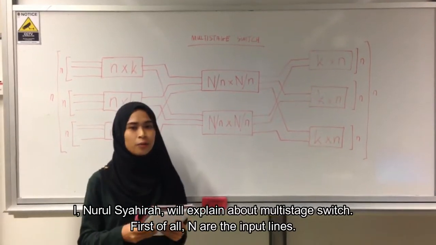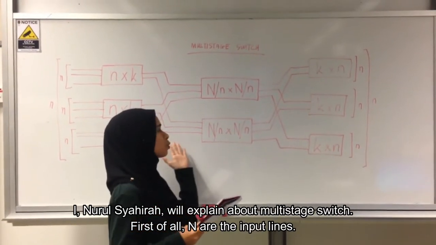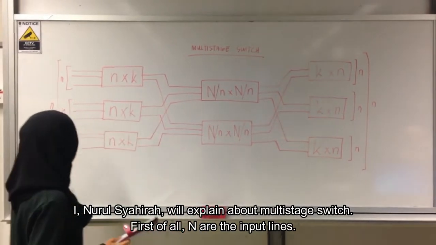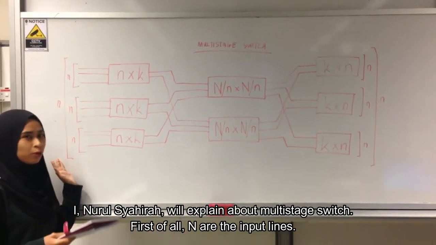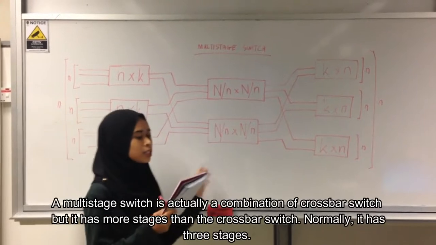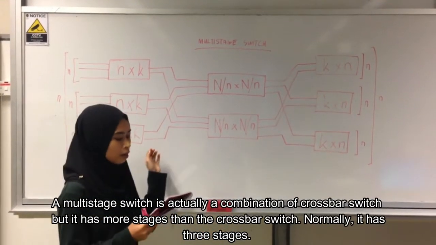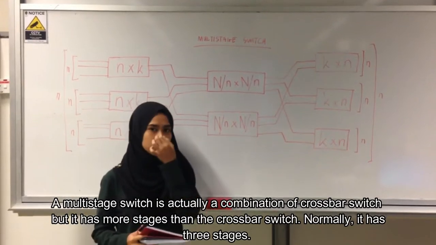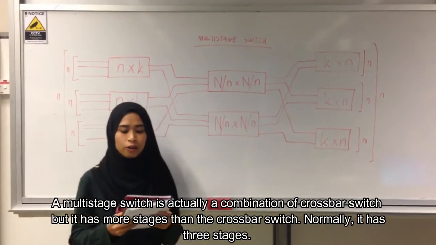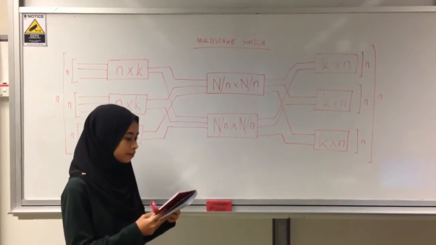I, Nurul Syahirah, will explain about the multi-stage switch. Okay, first of all, N are the input lines. A multi-stage switch is actually a combination of crossbar switches, but it has more stages than the crossbar switch. Normally, it has 3 stages.